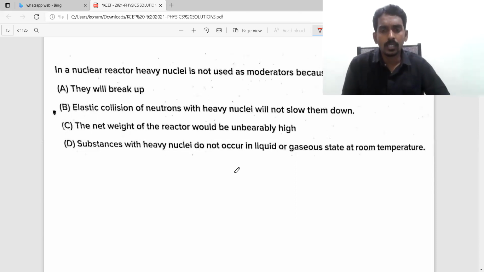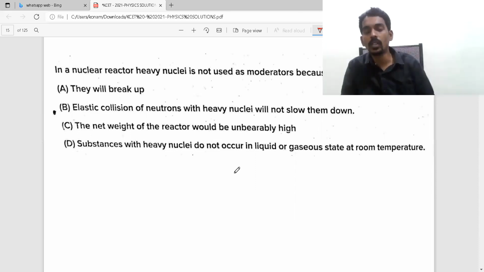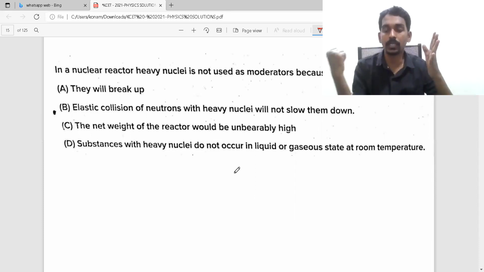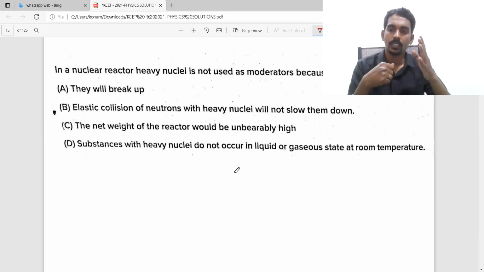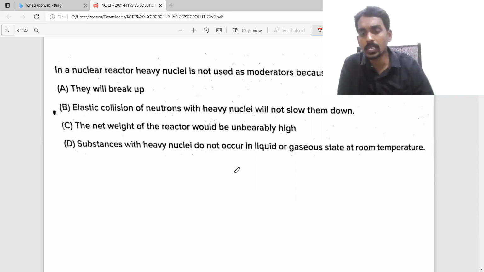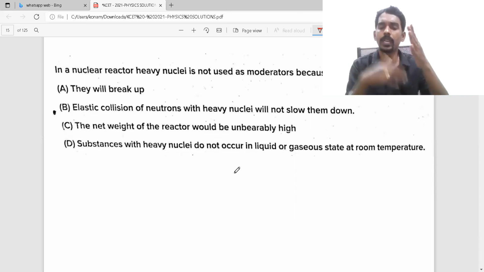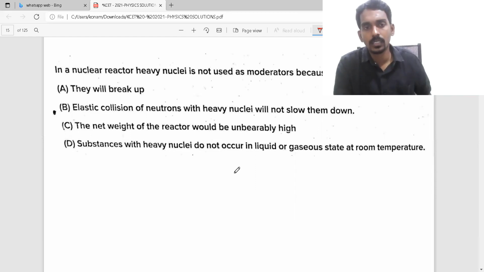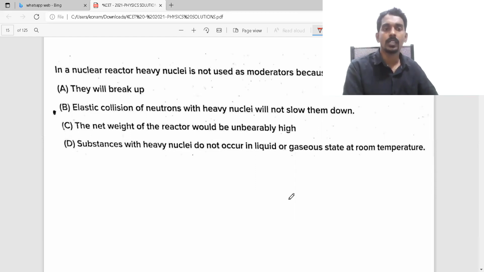So it depends on the concept of collision. If a heavy nucleus, a heavy particle, is there, and a small, fast moving one comes and hits it, like a ball hitting a wall, then it will reflect back, it will not slow down. That's why the moderator should be of less weight, so that the neutron transfers some energy to it and slows down. That's why those moderators are lightweight, not heavy ones. If they are very heavy, then the neutron will hit and may reflect back or may continue.